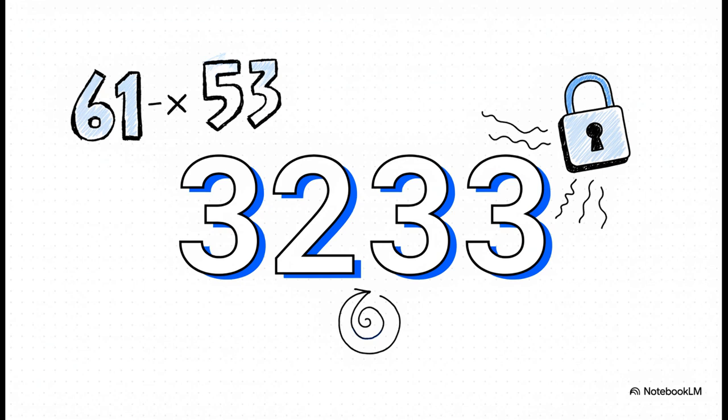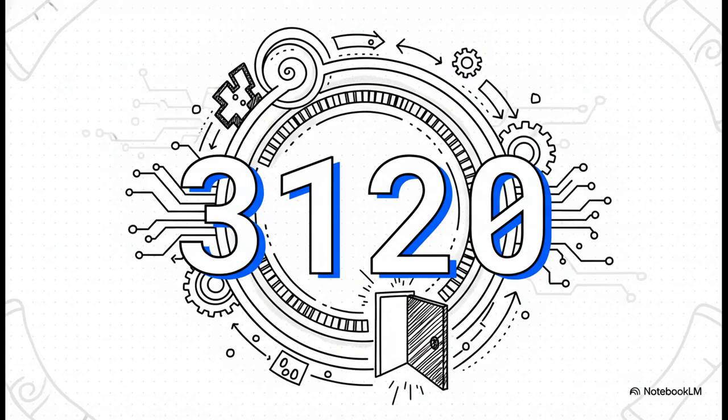This number, n, is going to be part of our public key. Everyone is allowed to know this. And now for the magic. We calculate phi of n using our special shortcut. 61 minus 1 times 53 minus 1. That's just 60 times 52, which gives us 3120. This number, this is our trapdoor. This value must be kept absolutely, completely secret.